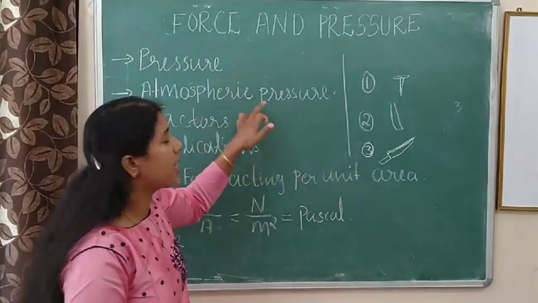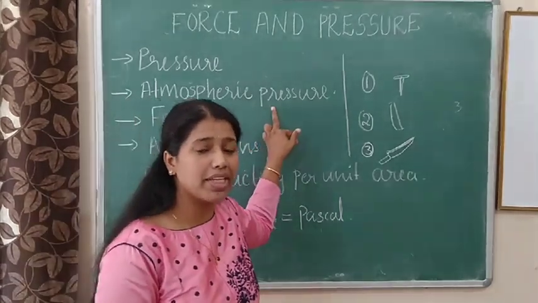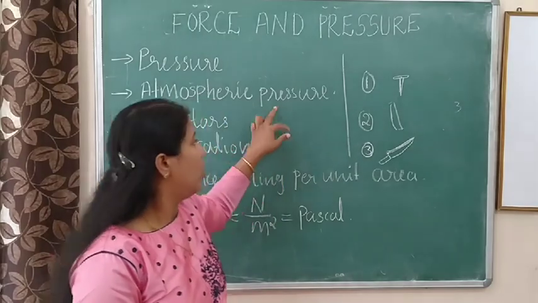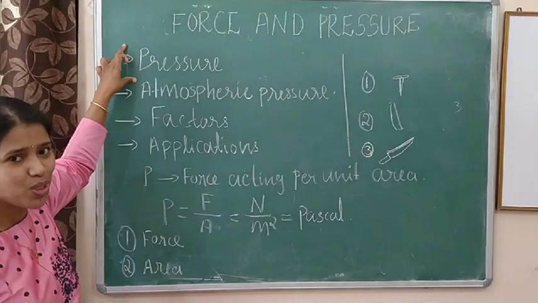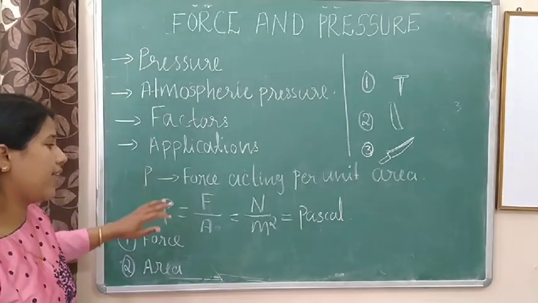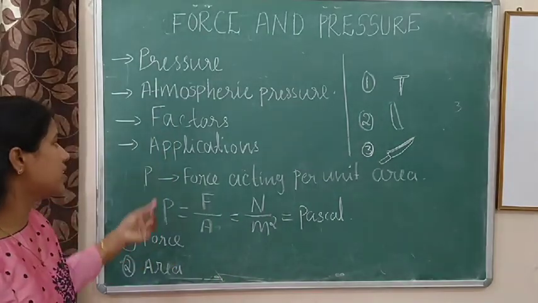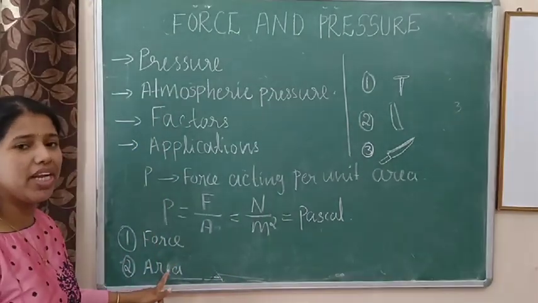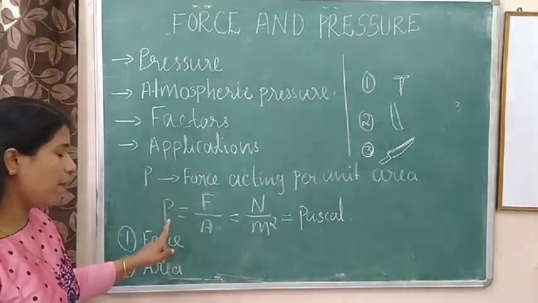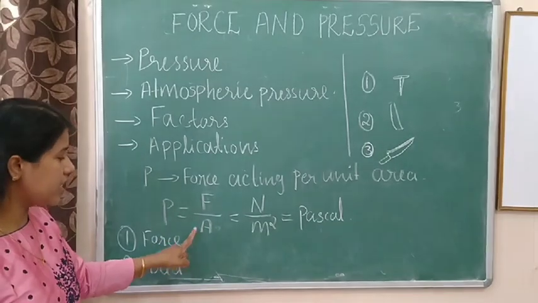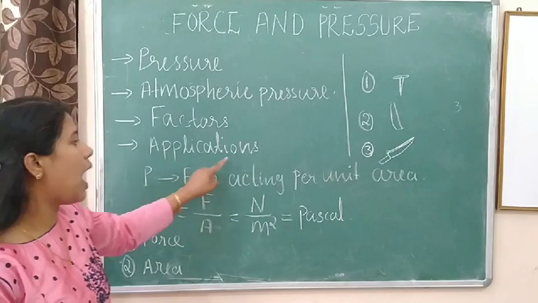Atmospheric pressure is maximum at sea level. One more time. The first topic is pressure. Pressure means force per unit area. The SI unit is Pascal. The factors that pressure depends on are only two quantities, force and area. Force increases, pressure increases. Area increases, pressure decreases. Just opposite.